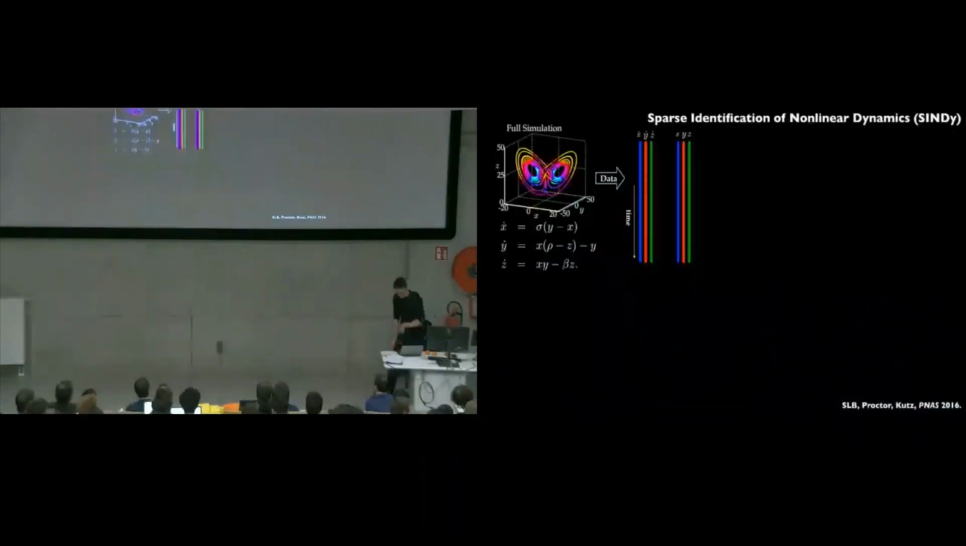This is now active work in my lab, but lots of other people are working on it too. I'm going to tell you about the sparse identification of nonlinear dynamics. We call it SINDy. How many of you have heard of this? How many have not? Oh, that's my favorite thing to see. I'll tell you about SINDy on the Lorenz example, and then I'll tell you a little more tomorrow applied to fluid systems.